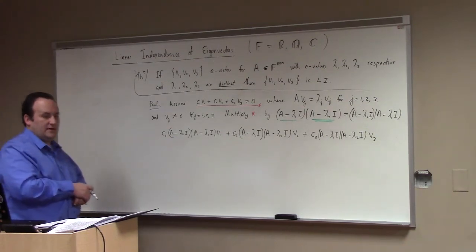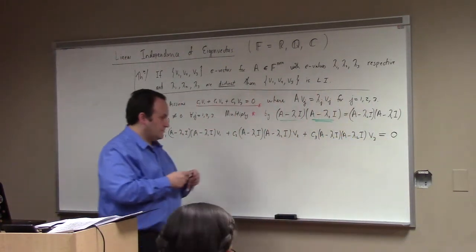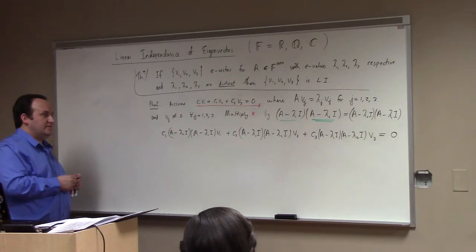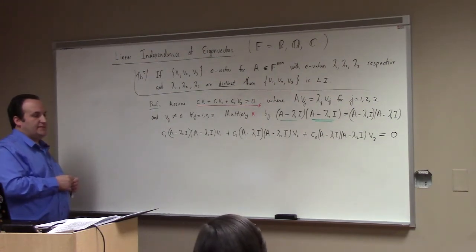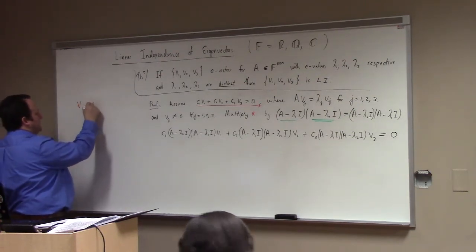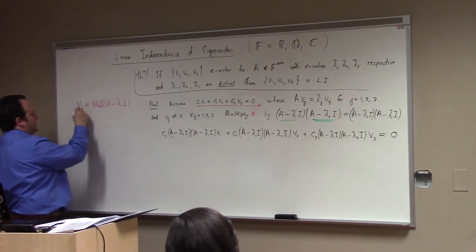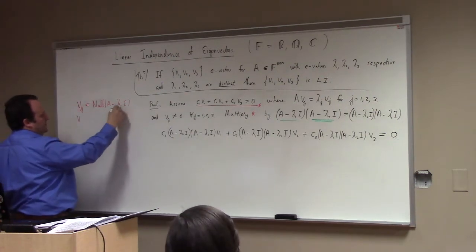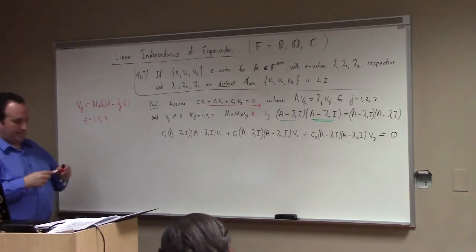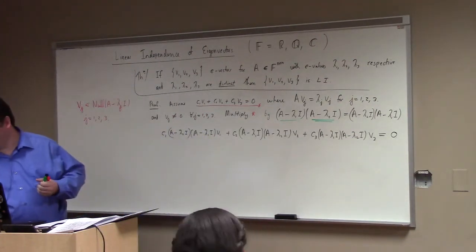Now that's all equal to 0, right? So why would I do such a thing? I do such a thing because V1 is in the null space of A minus lambda 1 I. In fact, that's true for Vj, for j equals 1, 2, 3. That's equivalent to what I just wrote down here.